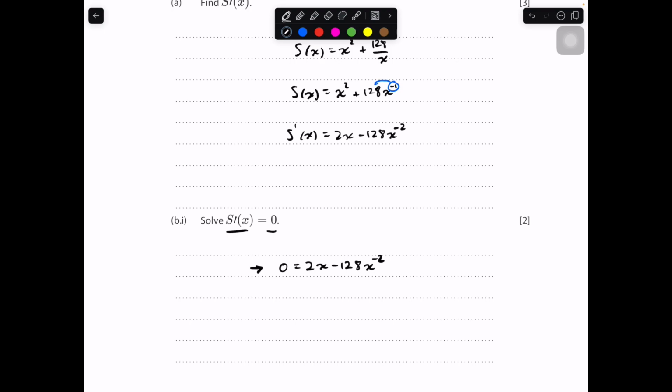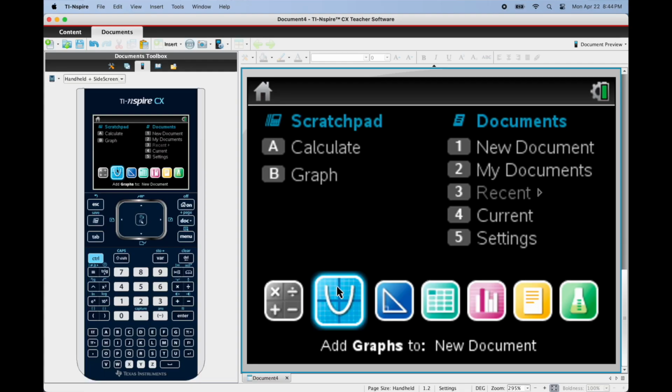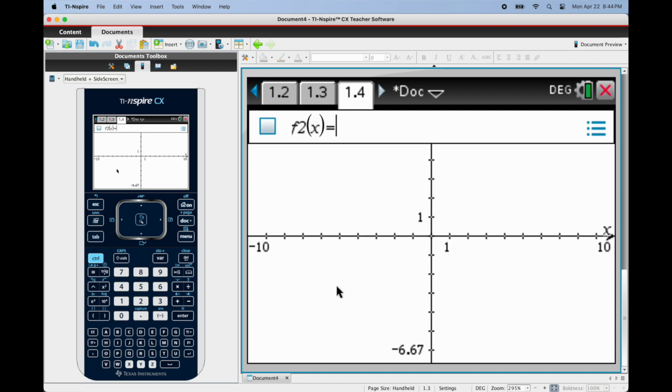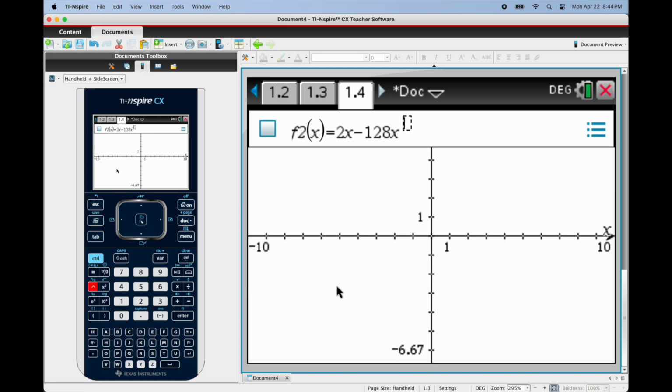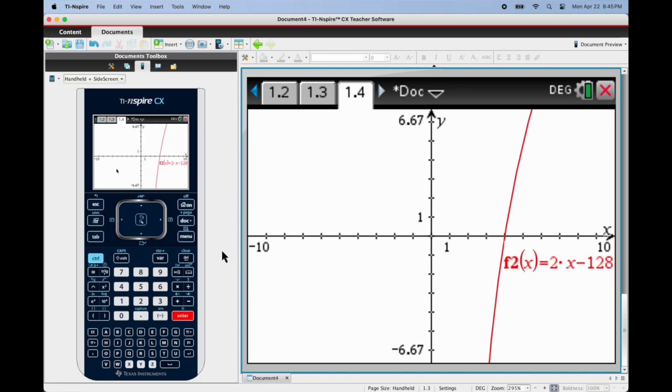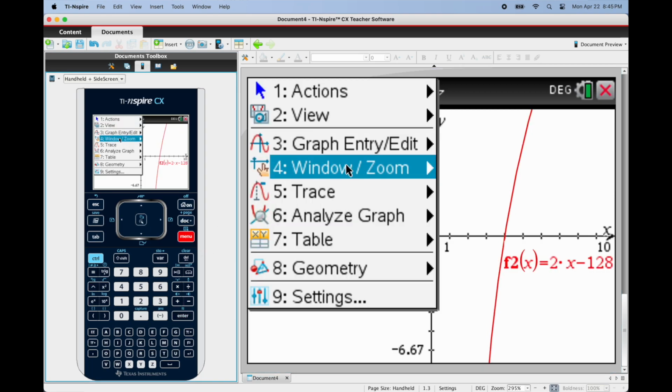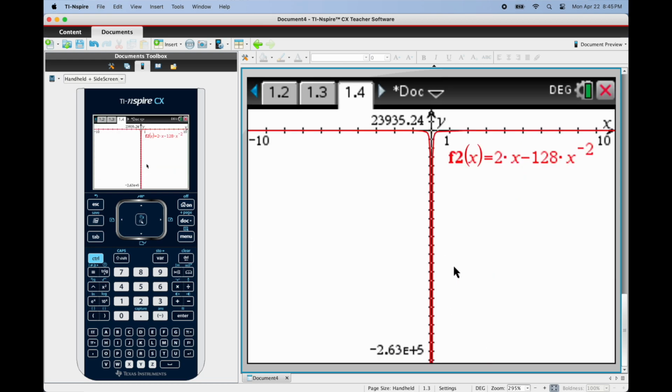But anytime we see an x or some variable raised to a power of 2 or more, it might not be a bad idea to graph, but I have a feeling that this is just going to be one value. I'm going to graph it here, so let's go to the calculator. So 2x minus 128x to the negative 2. Alright, let's zoom fit. That's funny.